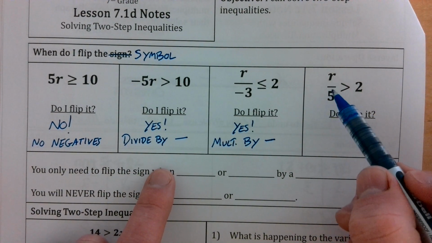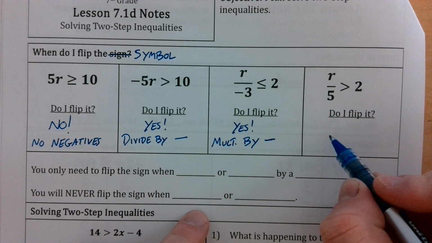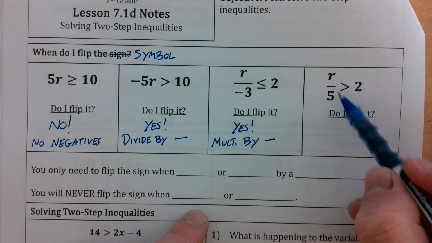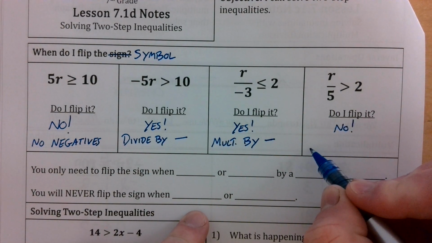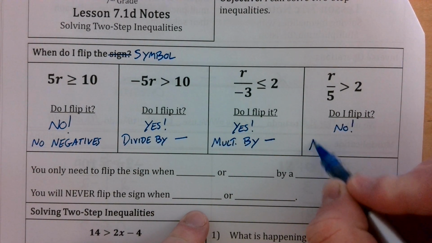All right, our last one. r divided by 5 is greater than 2. We're getting rid of the 5. It's positive, so no. There's no negative.